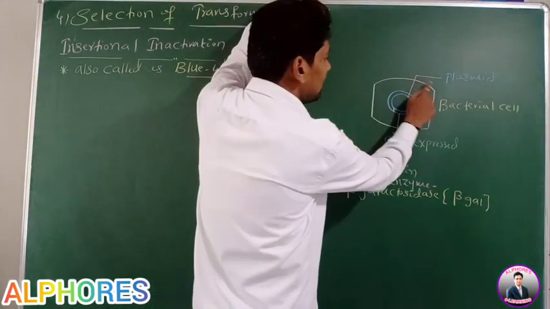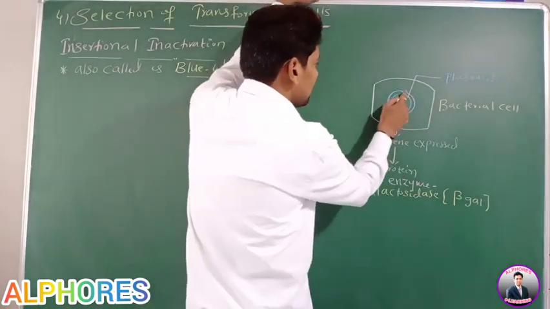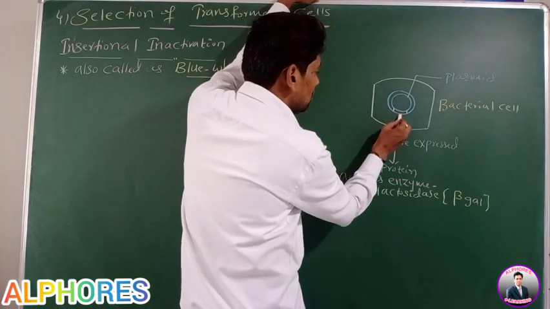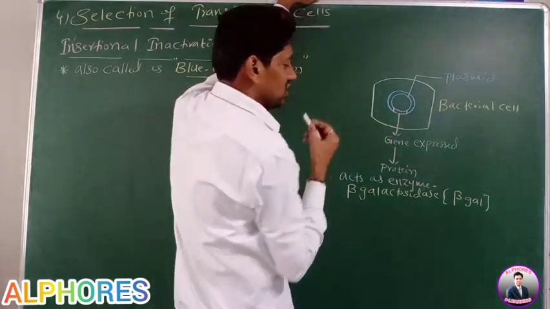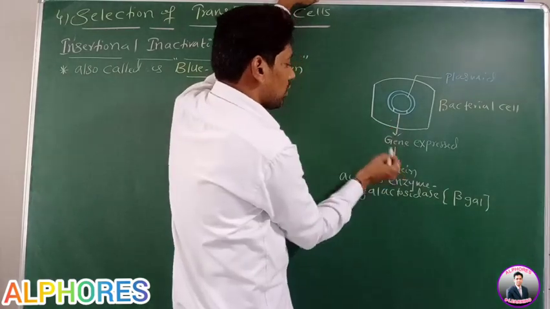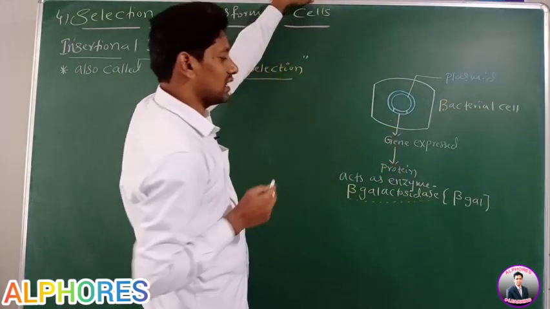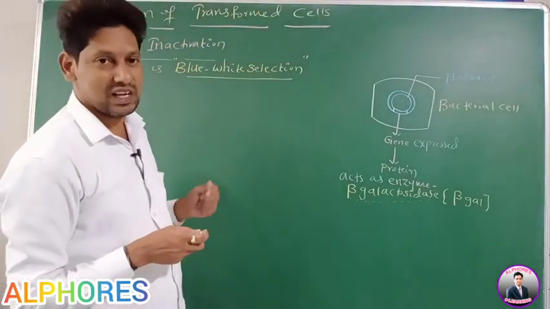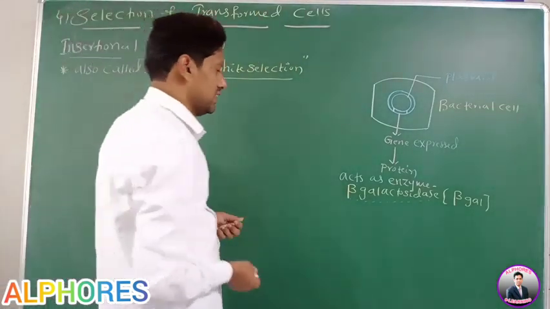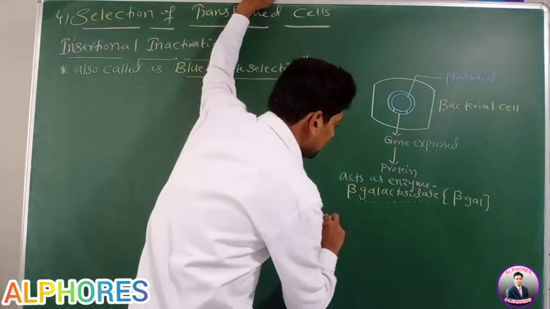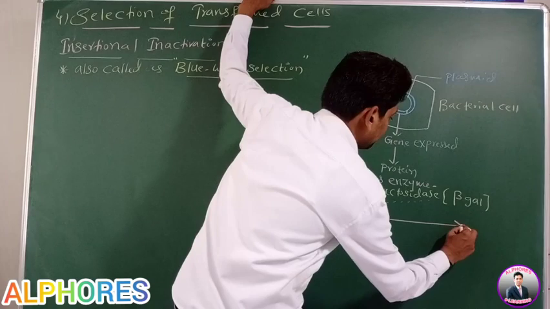This is a bacterial cell. In the bacterial cell, this is the plasmid. In the plasmid, this is one of the genes. When this gene is expressed, a protein is produced. This protein acts as an enzyme by name beta galactosidase. What does this enzyme do?